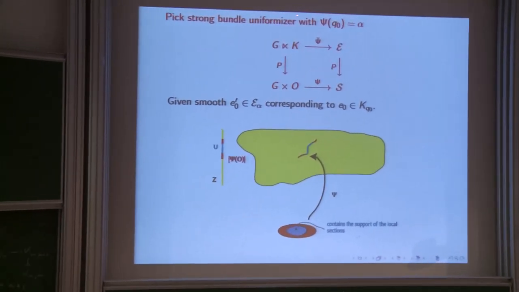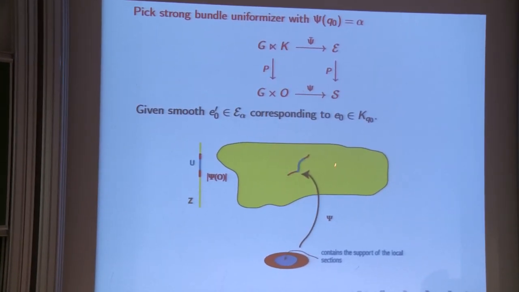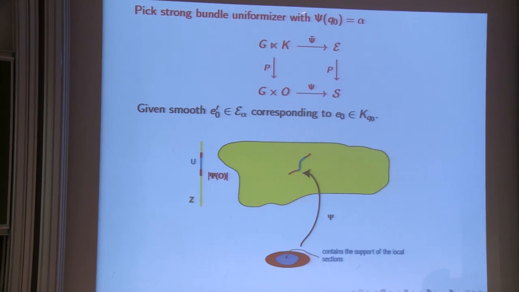Okay, so let me just explain how I construct a section. I want to construct, in the neighborhood of an object alpha, a section which has a certain property at alpha.